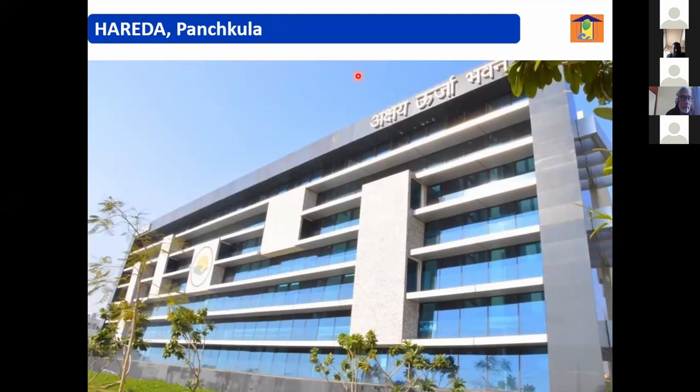Now when I see this building, I see a glass facade. Oh my god, this is too much glass. But the interesting thing about this building is that it is a 100% non-AC building. Oh my god, 100% non-AC building. How is it possible? So just an example.